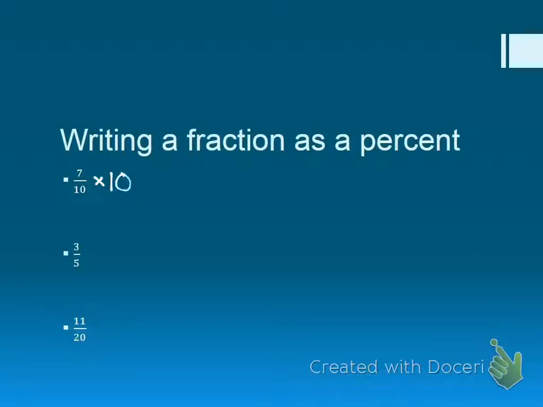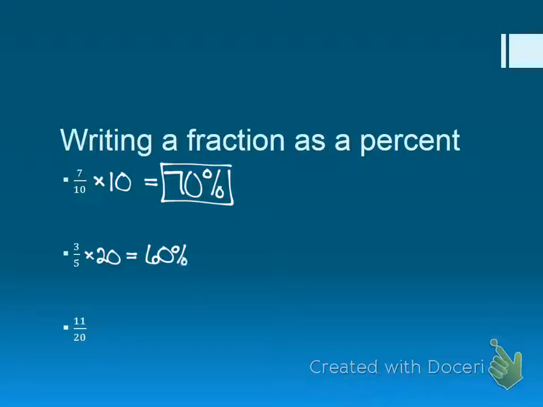So if I multiply it by 10, what does my numerator become? 70%. Okay? What about 5? Does 5 go into 100 evenly? Yes, so I can multiply top and bottom by 20. So what's 3 times 20?